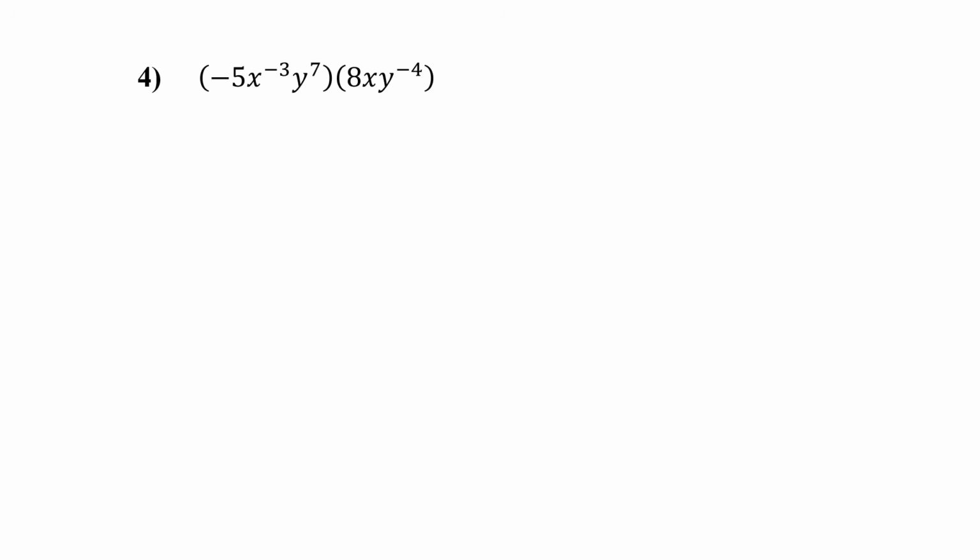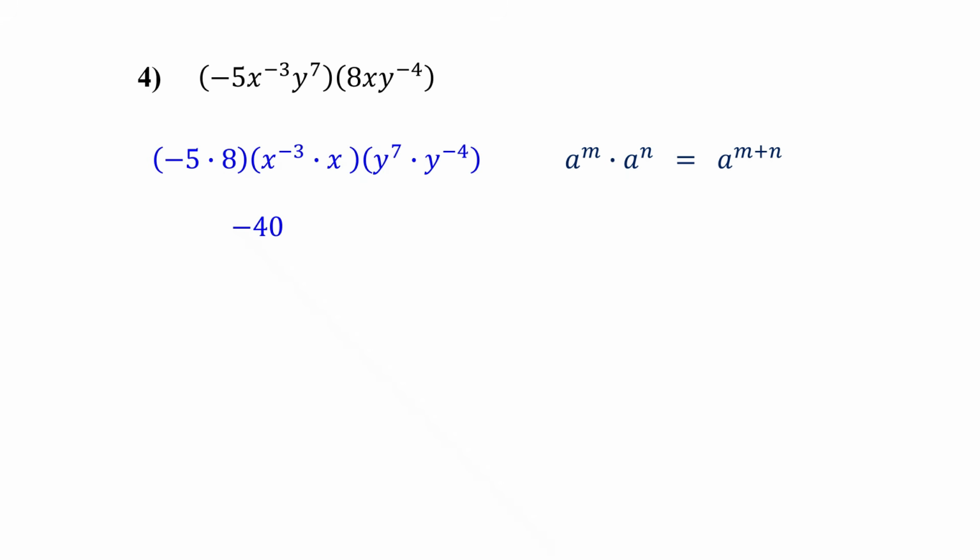Here we have two expressions multiplied together. Each expression has a coefficient and variables with exponents. Start by grouping the coefficients together and the like base variables together. Now multiply each part. -5 times 8 equals -40. Now for the variables, we keep the base and add the exponents.